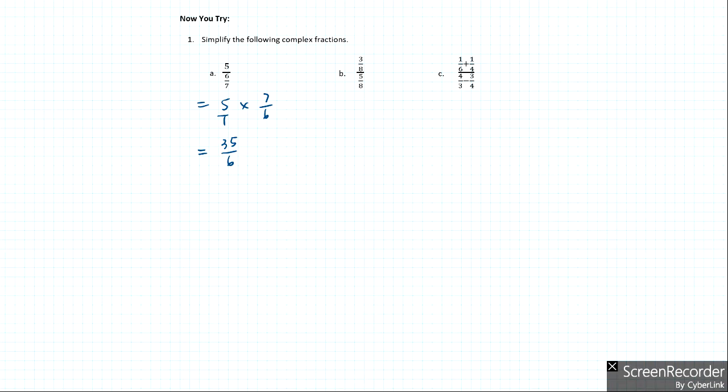For part B, we can again convert this to be a multiplication problem over here, and that becomes multiplied by 8 over 5 over here. Altogether, that becomes this product, and we see 8 and 8 can be cancelled out, so we get 3 over 5. Alternatively, if you want to try your hand at using the least common denominator on this type of problem, you can also do it.